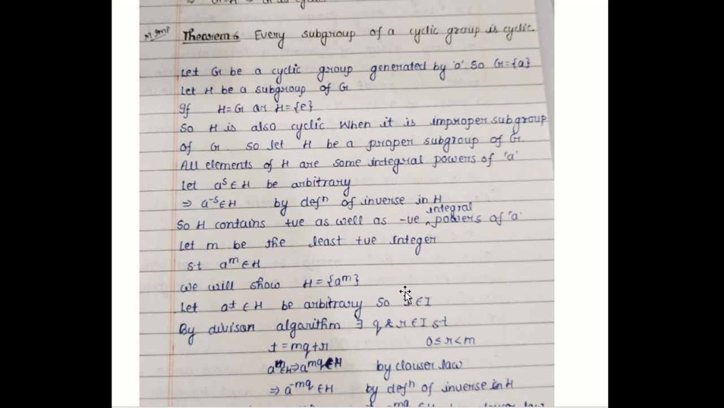And T minus MQ is, since T is equal to MQ plus R, so T minus MQ is equal to R. So A to the power R belongs to H. But M is the least positive integer such that A to the power M belongs to H, and R is greater than or equal to 0 and less than M. So R must be 0. So we have T is equal to MQ. So A to the power T is equal to A to the power M, all to the power Q. So each element of H can be expressed as some integral power of A to the power M. So H is a cyclic group generated by A to the power M.